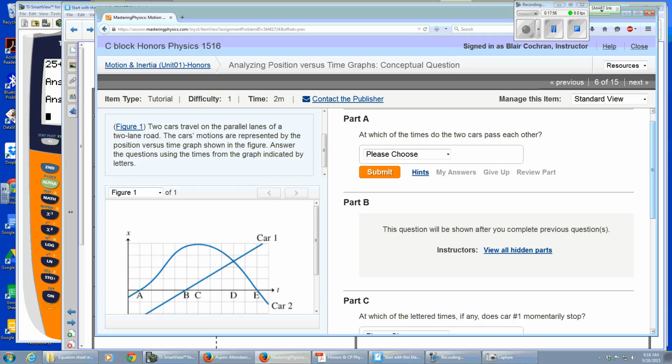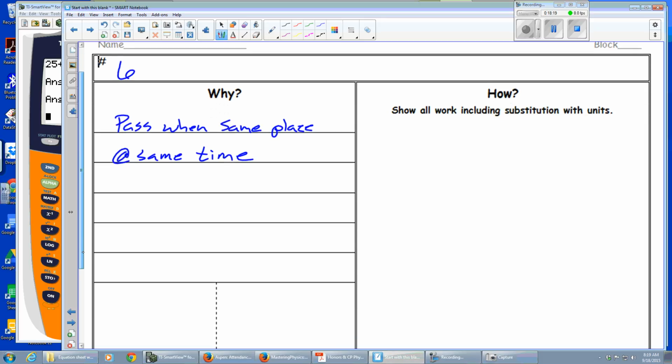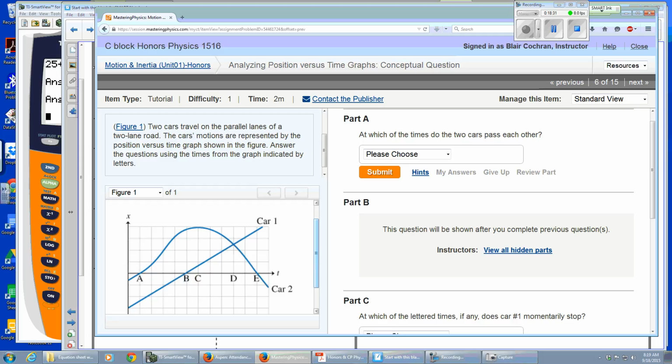Number 6, we're looking, so pass when same place, location, at same time. And so, when's that going to be? Anybody from the graph see? When are they at the same location at the same time? D. So we pick D and it's right. Yay!